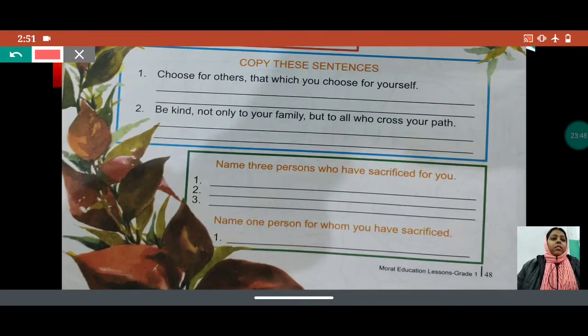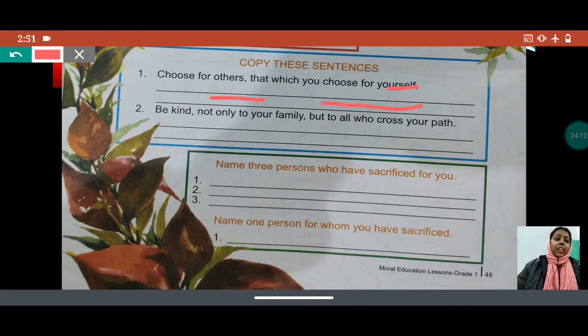Now, next is copy these sentences. Choose for others that which you choose for yourself. Now, you have to copy this line over here. It is saying that choose for others that which you choose for yourself means you should always think before choosing anything wrong for others or before doing anything wrong with others.